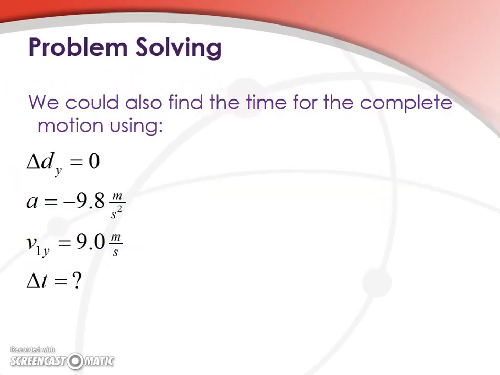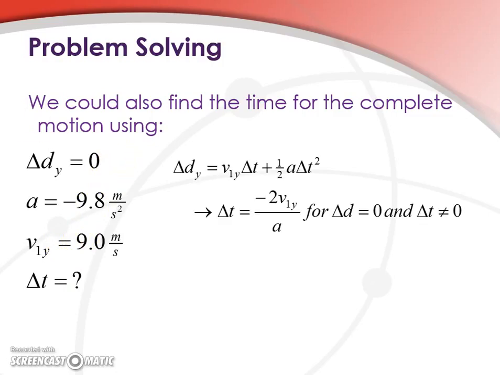Now if we had just simply been asked for the range, we could have solved this in a single step if we wanted to. So we can say that our delta dy equals 0. In other words, our displacement is 0 across the experiment in the y direction. We started at ground level and we finished at ground level. We can say that our acceleration is negative 9.8 meters per second squared again. And we can say that our v1y is again 9.0 meters per second, and simply solve for the time.